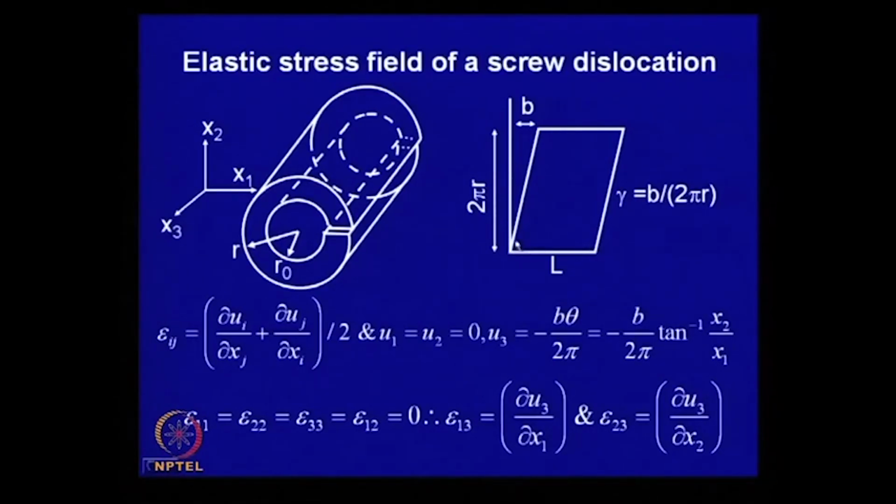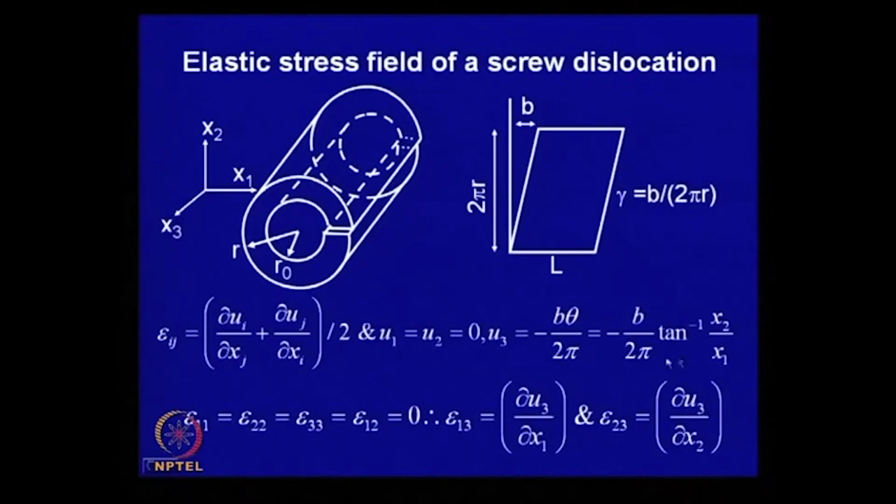So, here you can visualize it as if you cut it open and then spread it. You will see this is the length of the dislocation L, this end is over here, this end goes there, and this length, which is the circumference, is twice pi r. So, in a way this is a measure of shear strain. So, gamma is b over twice pi r. If you multiply by the modulus, you should get the shear stress field.